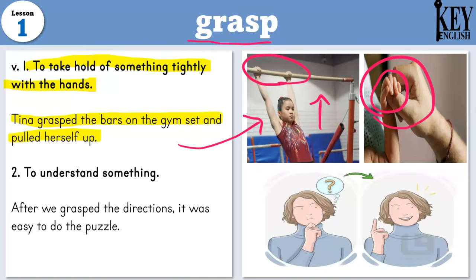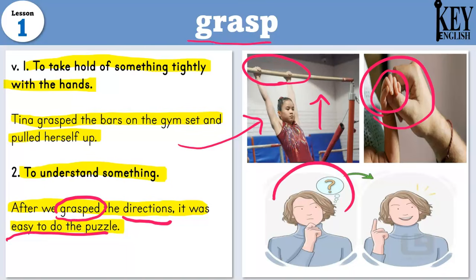The second definition of grasp is to understand something. For example, after we grasped the directions, it was easy to do the puzzle. So in this sentence, someone understood or grasped the directions. So they were reading the directions for the puzzle and then they finally understood it. So it was easy to do the puzzle. So anytime that you suddenly understand something, you can say that you grasped it. So now you understand it.